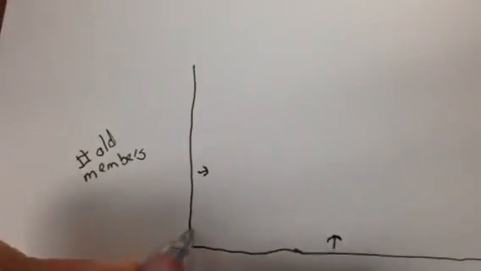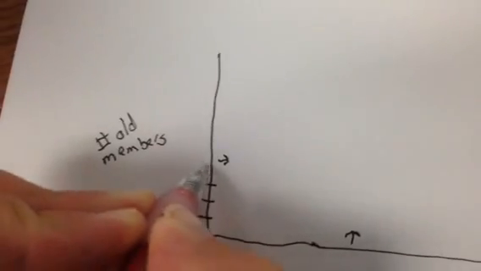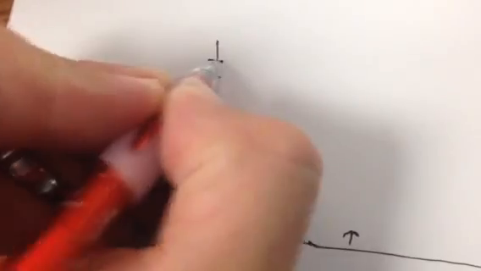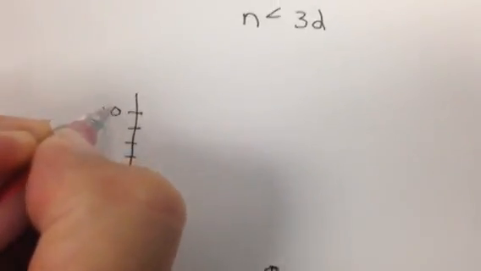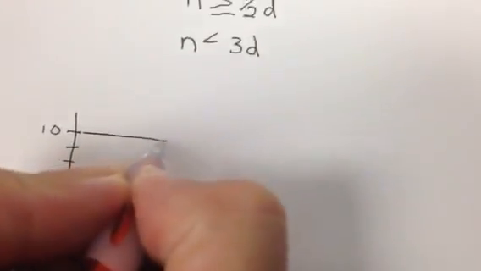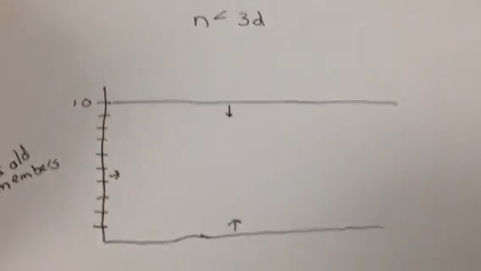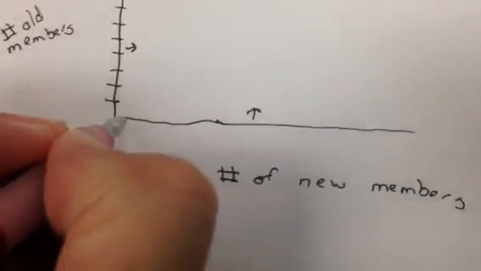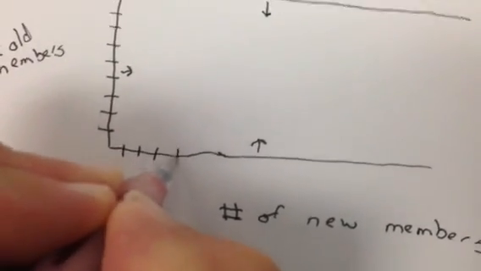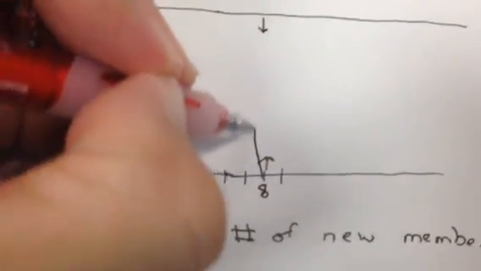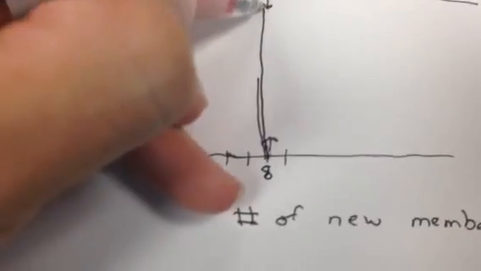So let's go ahead and put some coordinates here. 1, 2, 3, 4, 5, 6, 7, 8, 9, 10. So this is 10 up here. We're going to have to have less than or equal to that. Then we also know that our number of new members has to be less than or equal to 8. Sorry, that's not a great line.